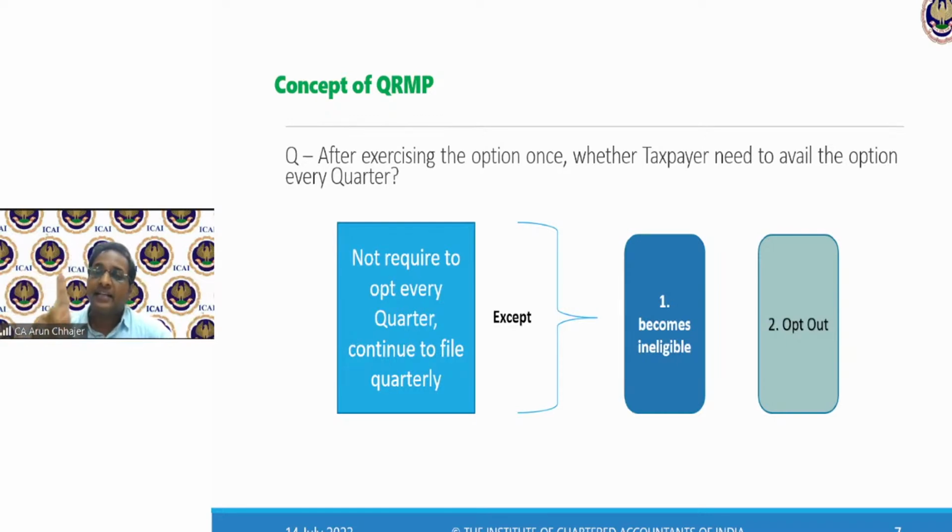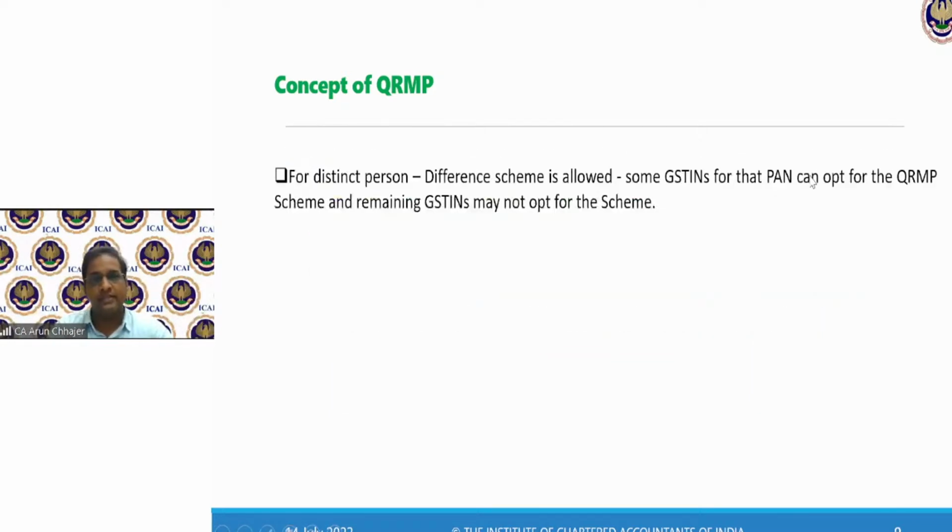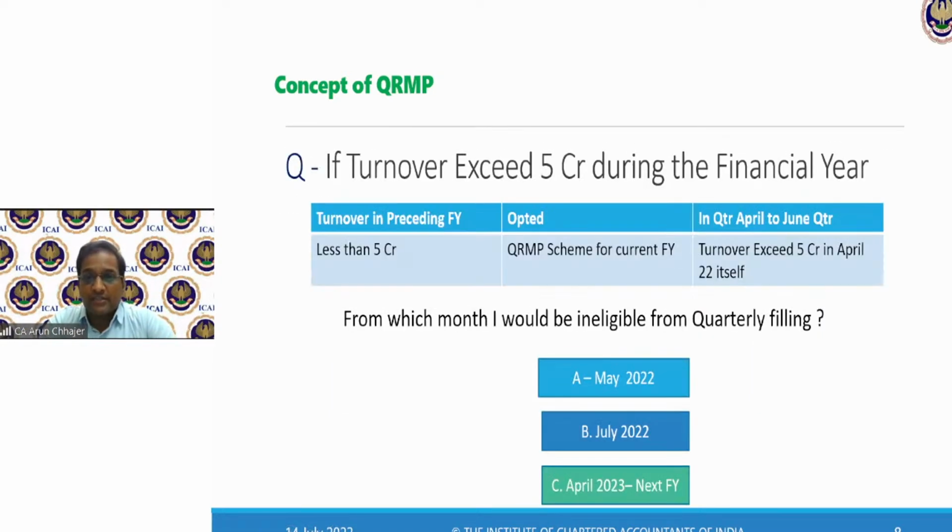The only point is that if you would like to change, suppose monthly to quarterly or quarterly to monthly, then within the time frame, you have to convey that option. You have to select that option. Okay. Now, one question is, suppose in between my turnover exceeds 5 crore, then from which date would I be ineligible from QRMP and have to go for monthly?